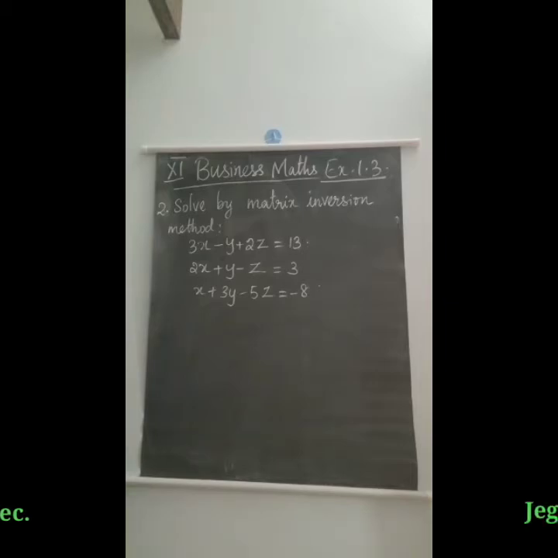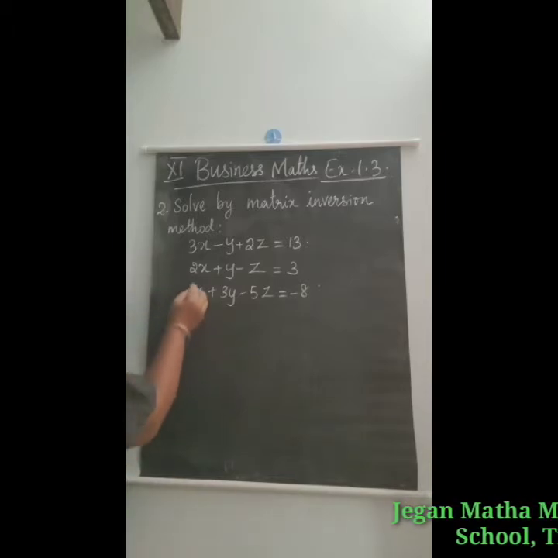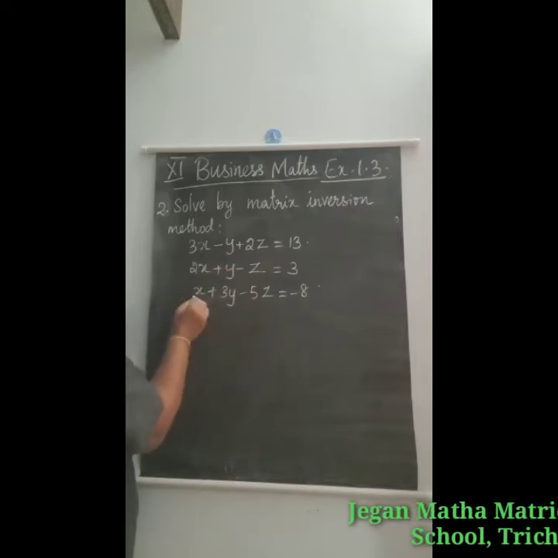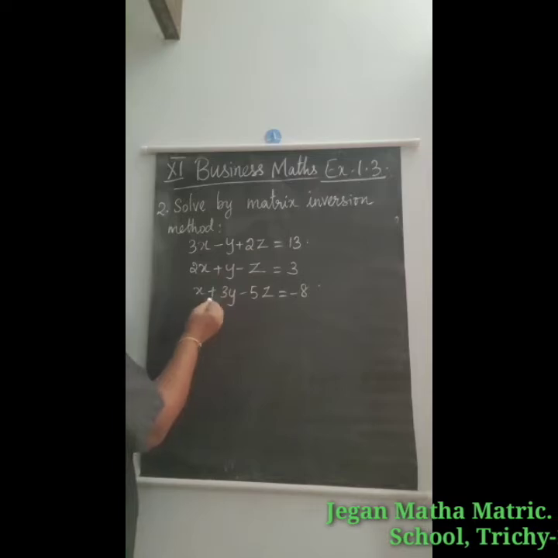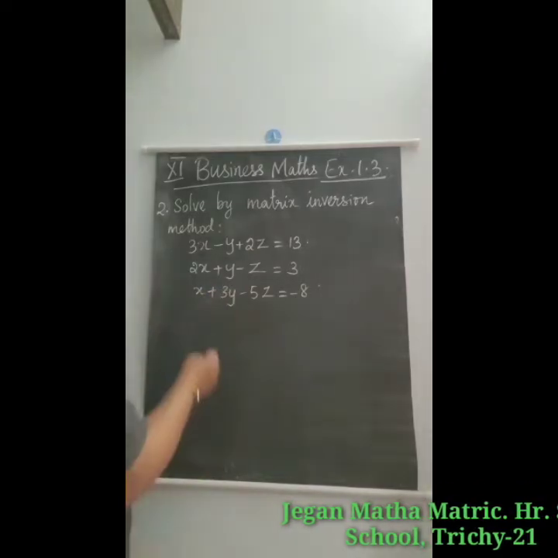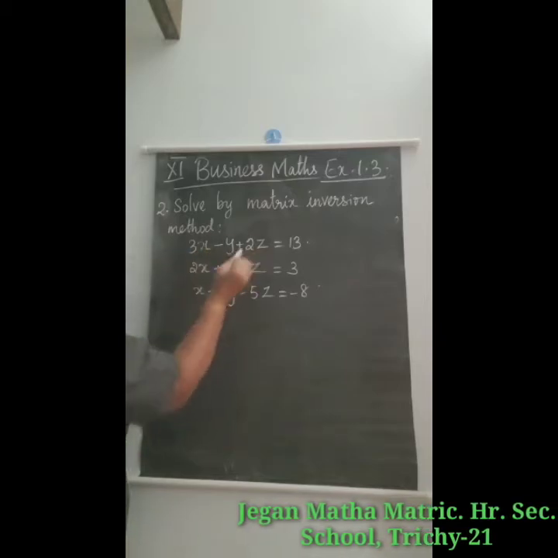The second question: solve by matrix inversion method. 3x minus y plus 2z is equal to 13. 2x plus y minus z is equal to 3. x plus 3y minus 5z is equal to minus 8. Now, according to the equation, we have to take the matrix form. In the previous sum we saw two variables, and here there are three variables, so we have to find the value of x, y and z.